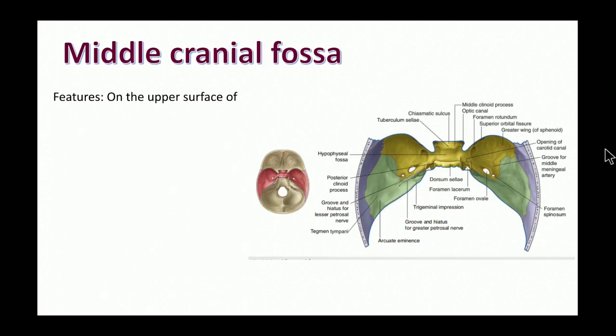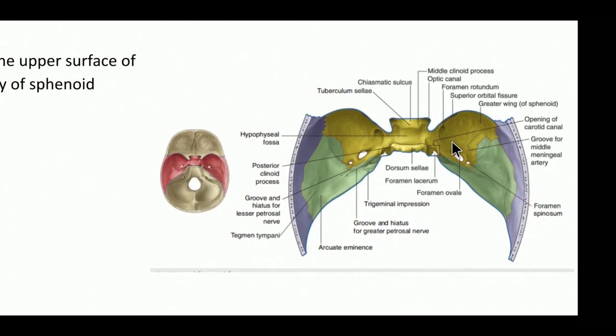Now, what are the features on the upper surface? Mainly, you see a sulcus which is called the sulcus chiasmaticus. The sulcus chiasmaticus is related to the optic chiasma, which lies above this sulcus, but the optic chiasma is not lodged in this sulcus. It just overhangs this sulcus. The sulcus chiasmaticus is limited posteriorly by the tuberculum sellae. This is called the tuberculum sellae.